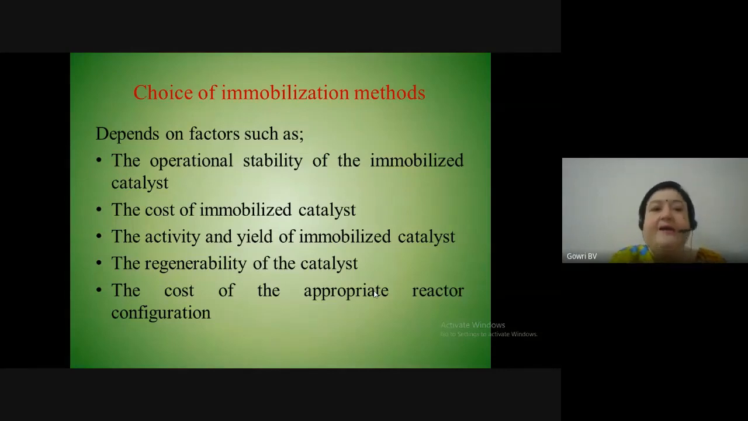I repeat again, the choice of immobilization methods depends on factors, a very important 2-mark question again. List out the factors involved in the choice of immobilization method: the operational stability of the immobilized catalyst, the cost of the immobilized catalyst, the activity and yield of the immobilized catalyst, the regenerability of the catalyst, and of course the cost of the appropriate reactor configuration.